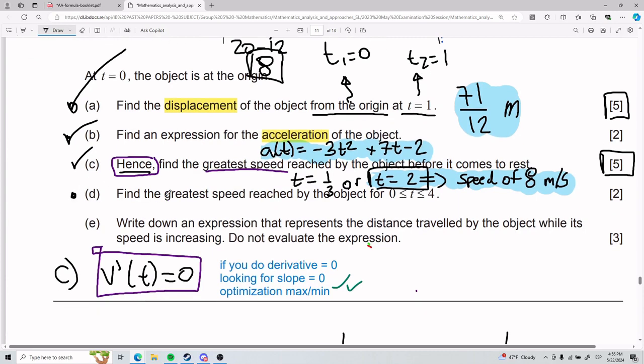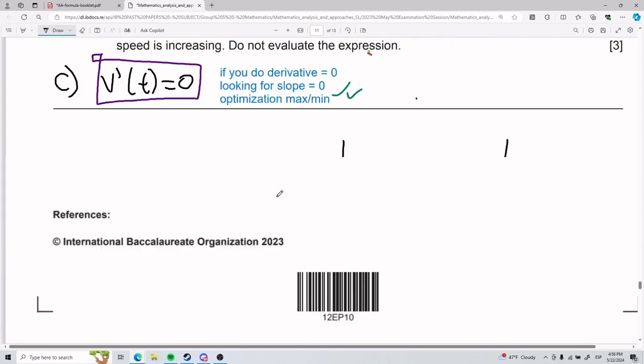For part D, we need to find the greatest speed reached by the object for the time between 0 and 4. And so here it might be a little bit confusing. And so you really need to understand what's the catch, right? On the one hand, I already told you that we found the greatest speed. And so we found the two optimals, which was at t equals 1/3 or at t equals 2. But the thing is, that was... here's the thing. I think this is the best way to explain it.